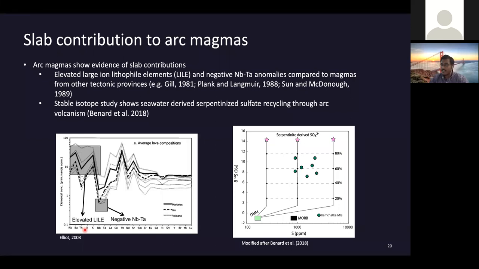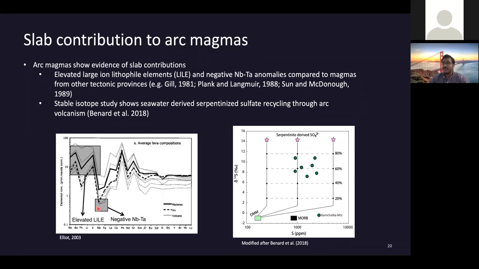Another evidence is the negative niobium-tantalum anomaly. Niobium and tantalum behave in exactly the opposite way to the large ion lithophile elements. Rutile is a phase that is saturated in the subducting slab, and niobium and tantalum tend to get incorporated into the rutile and will not be transferred from the subducting slab onto the mantle wedge, and this will lead to negative niobium-tantalum anomalies in arc magmas.